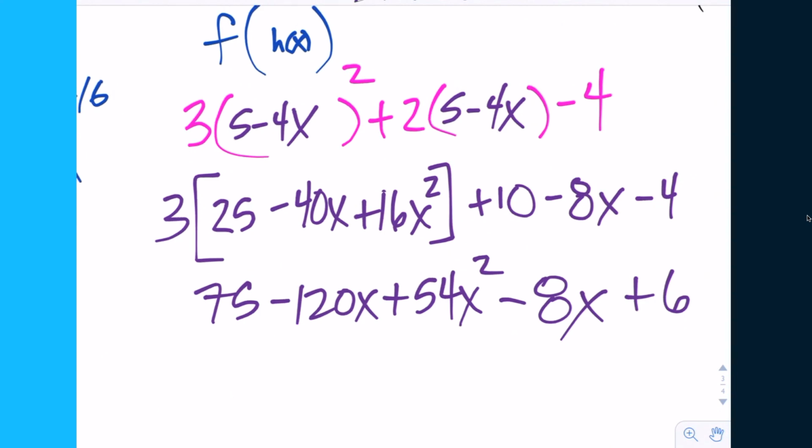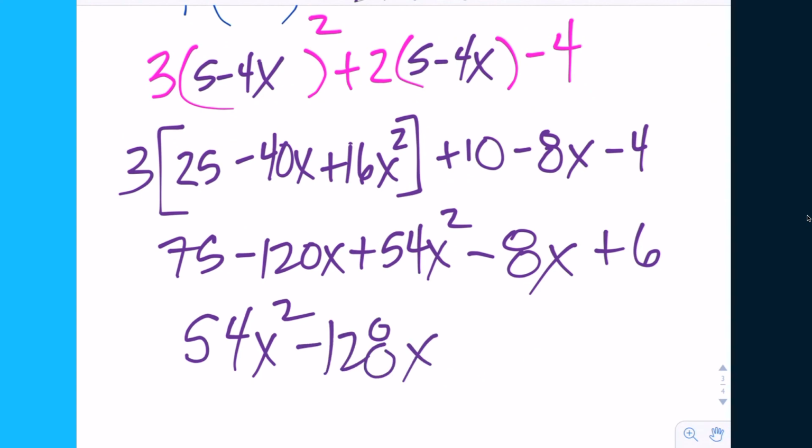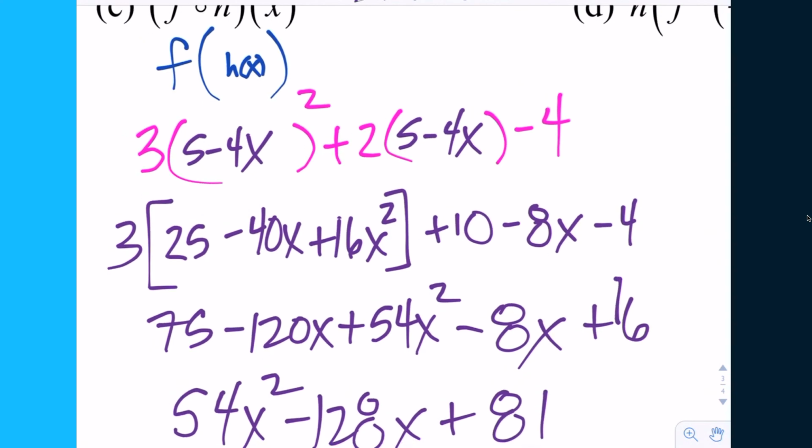Wow. Now, the last thing I'll do is organize, collect like terms, and write it in descending order. I got a 48x squared. I got a negative 120 and a negative 8x, so negative 128x. Then I got a 75 plus 6, which is positive 81. Yowza. Now, we're not going to try and factor that. Okay? Maybe this weekend we can.